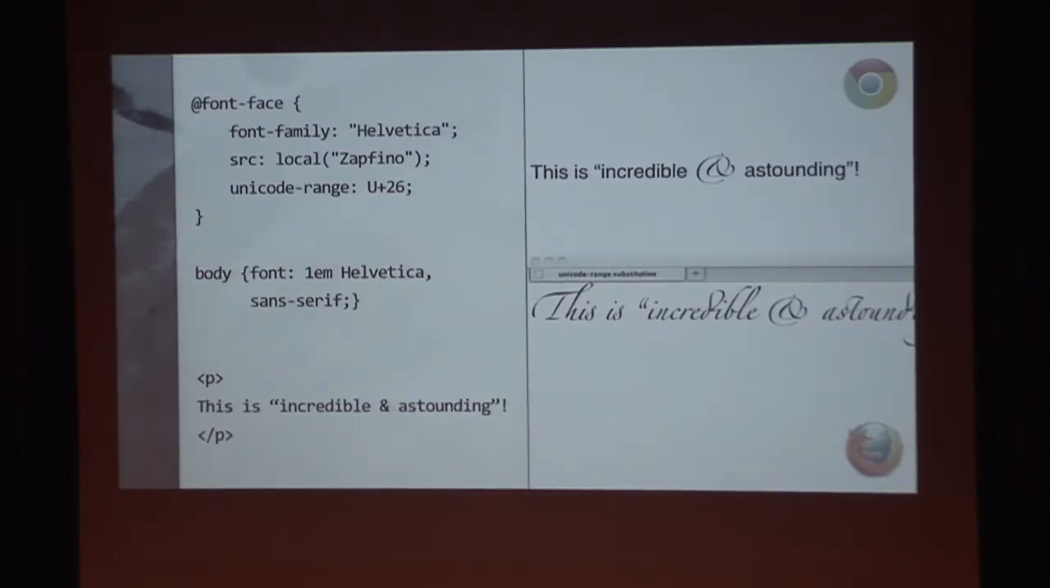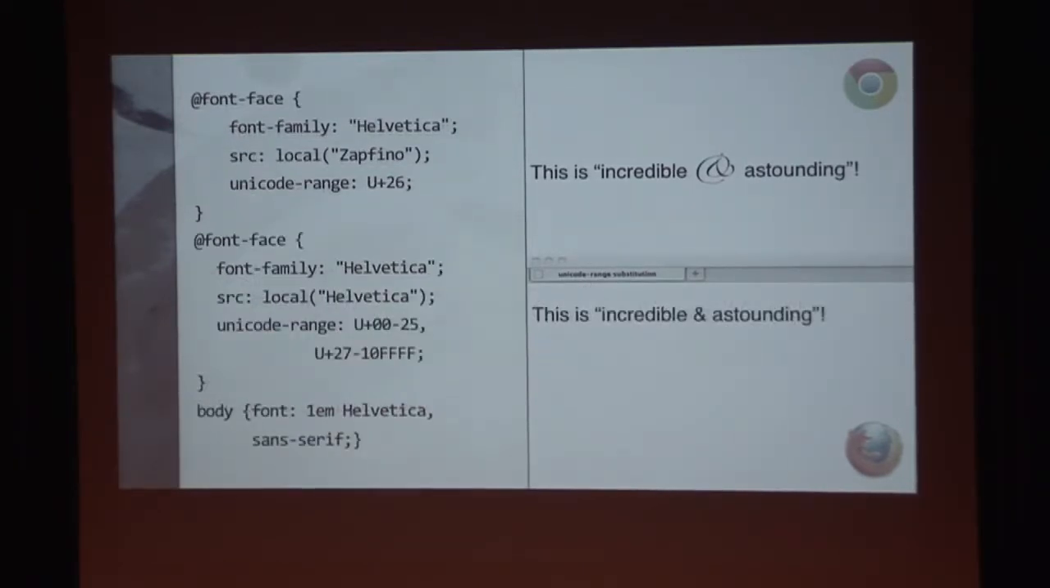You can work around this. Not in such a way that Firefox will do exactly what Chrome did, but you can still work around it by throwing in this Unicode Range where you basically say, okay, at the code point that's for the ampersand, which is 26, use Zapfino. And for everything else, right, from 0 to 25 and from 27 to 10FFFF, use Helvetica. And because Firefox doesn't understand Unicode Range, it looks at the first one and says, oh, Helvetica should actually be Zapfino. And then it comes to the second one and says, oh, I guess Helvetica should be Helvetica. Well, okay, that's fine. And it uses Helvetica.